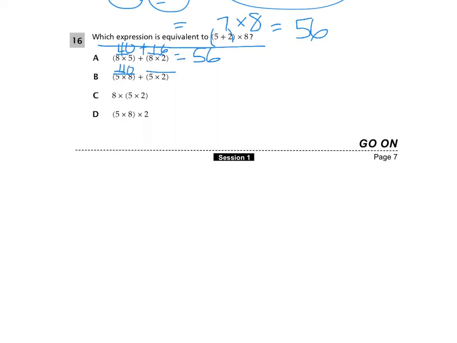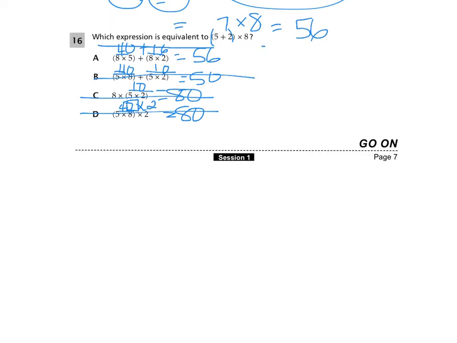5 times 8 is 40. 5 times 2 is 10. That equals 50, so that's out. I have 5 times 2 is 10. 8 times 10 is 80. That's out. Then I have 5 times 8 is 40. 40 times 2, I can box my 0. 4 times 2 is 8. Bring the 0 over. 80, that's out. Oh, sorry. So it looks like I kind of crossed out our answer, but this was just an underline from before. I'll get rid of that for you. So you had your 40 plus your 16, which gave you the right answer.